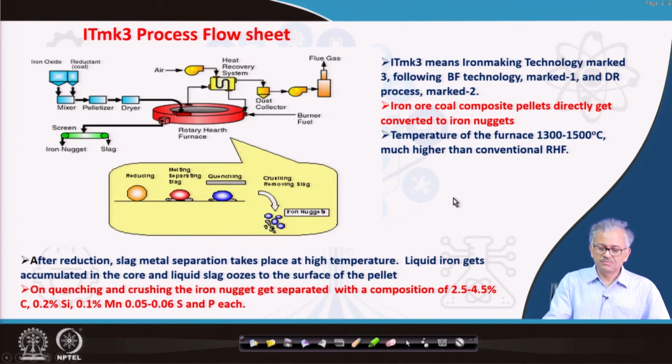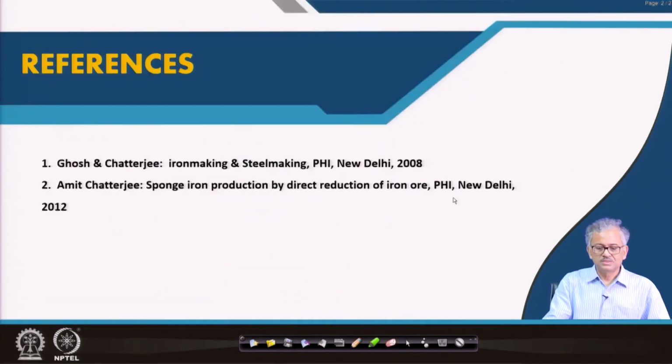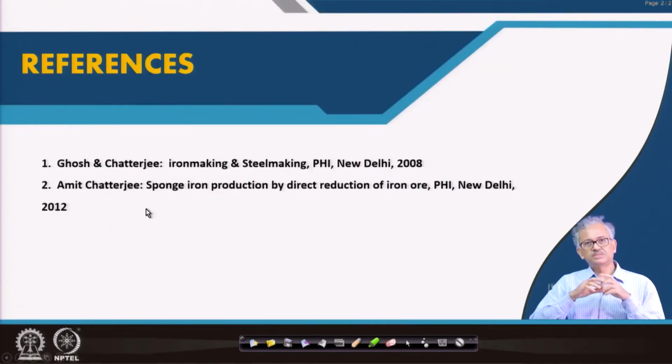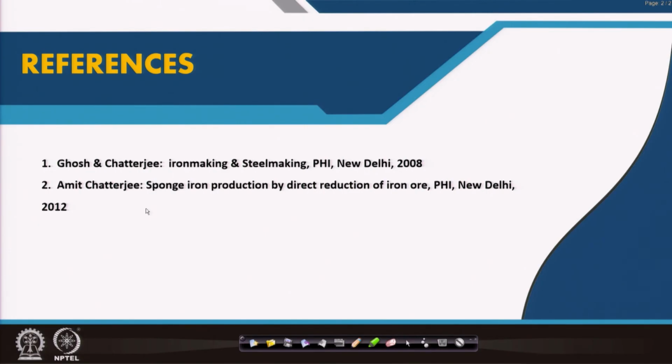In the pilot plants they have produced the iron nuggets. So I am coming to the end of coal based DR processes, and you can consult the book of Amit Chatterjee, a very nice book on sponge iron production by direct reduction of iron ore, New Delhi. You can also consult the book Iron Making and Steel Making by Ghosh and Chatterjee. Now I come to the conclusion.